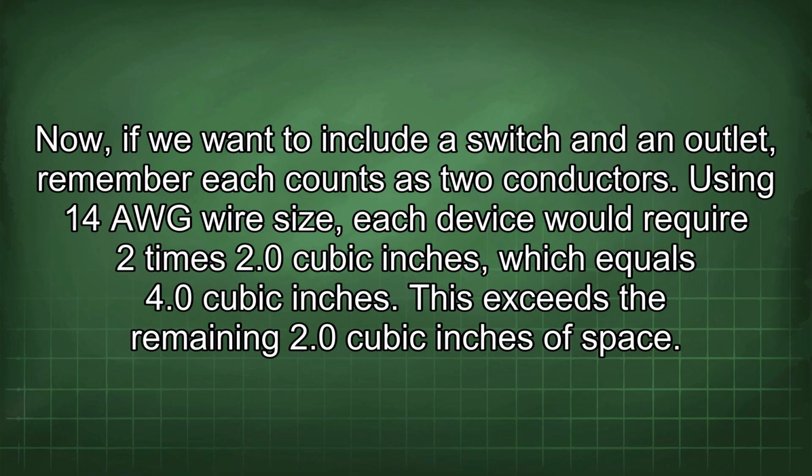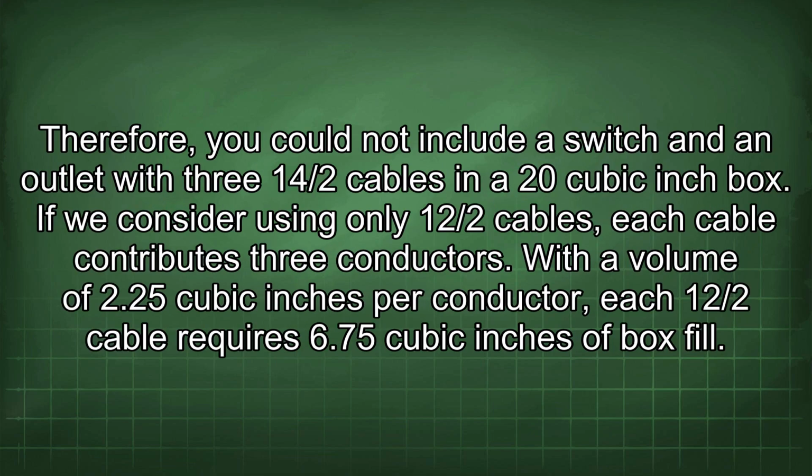Now, if we want to include a switch and an outlet, remember each counts as 2 conductors. Using 14 AWG wire size, each device would require 2 times 2.0 cubic inches, which equals 4.0 cubic inches. This exceeds the remaining 2.0 cubic inches of space. Therefore, you could not include a switch and an outlet with 3 14/2 cables in a 20 cubic inch box.